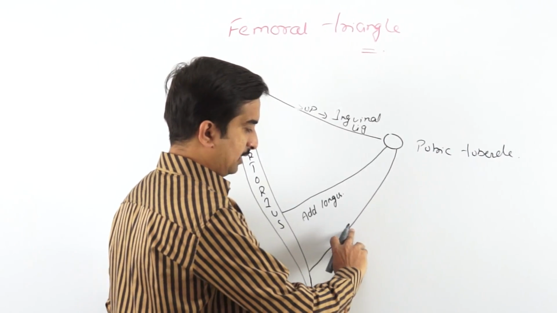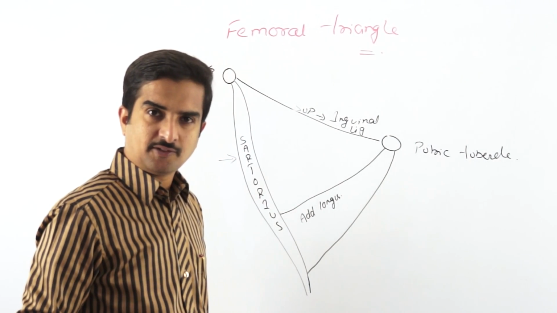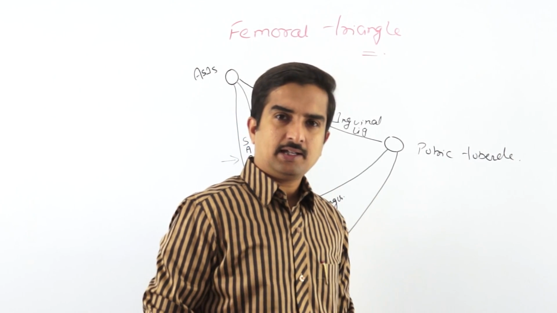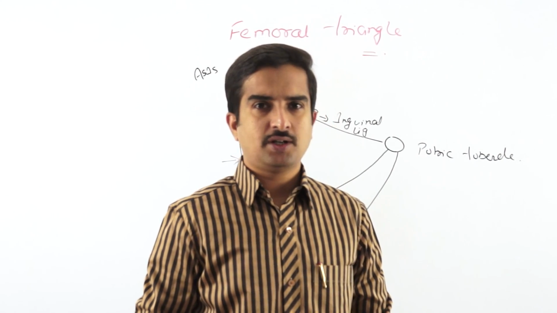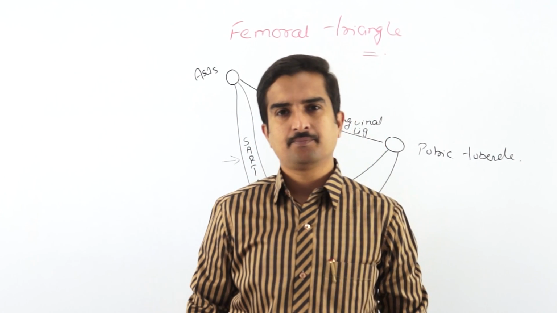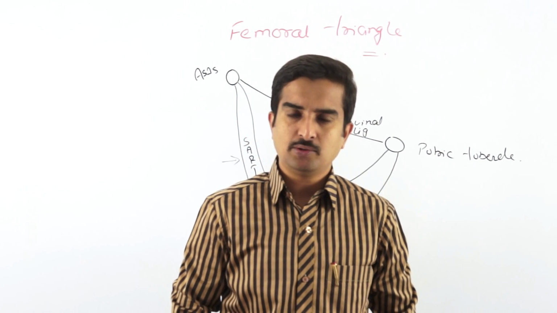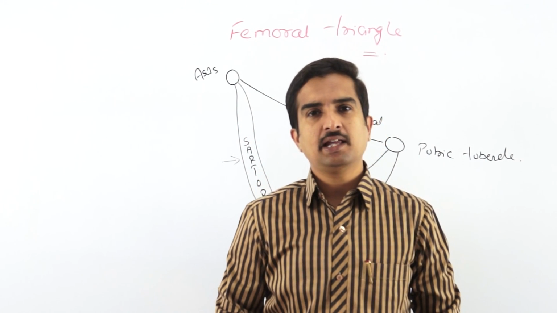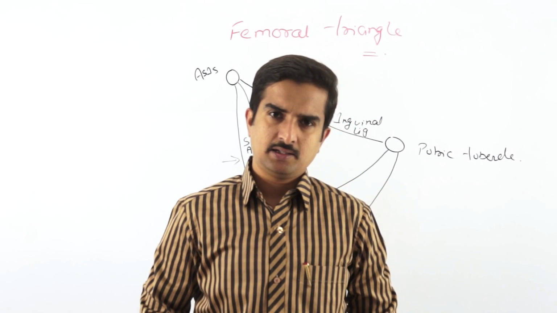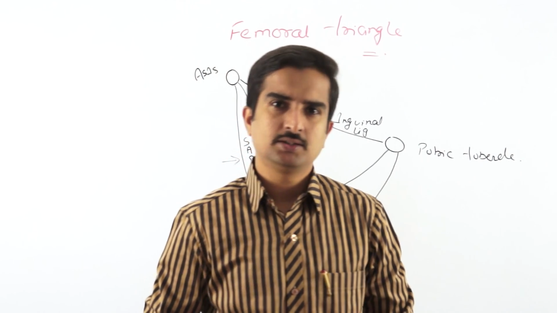This is the medial margin of adductor longus, and this is the lateral margin of adductor longus. So the femoral triangle is formed by three boundaries. Superiorly it is formed by the inguinal ligament. Laterally it is bounded by the medial margin of the sartorius, and medially it is bounded by the medial margin of the adductor longus.